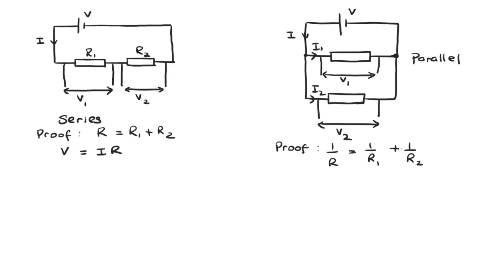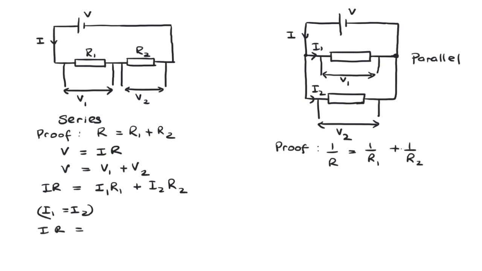So if I just wanted to write down V, the total voltage, as I times R, the total voltage can also be written as V1 plus V2, because the total voltage adds up. And so I times R equals V1 plus V2, which is essentially I1 times R1 plus I2 times R2. However, I1 and I2 are the same. So that means that I times R equals I times (R1 plus R2), I can just factorize that out, and they can just cancel out. So this is what gives you R equals R1 plus R2.